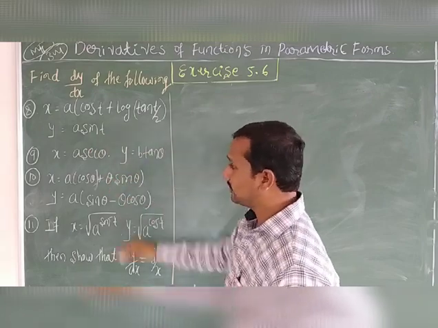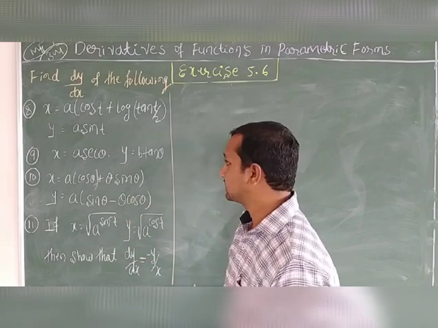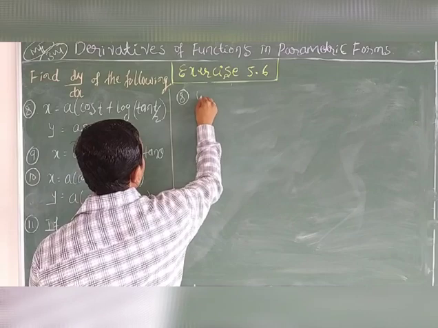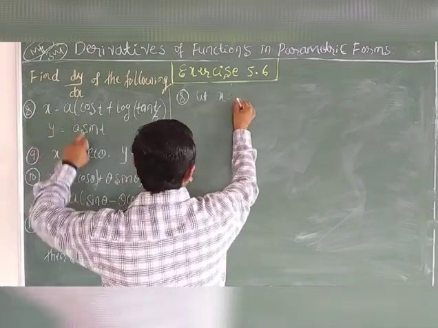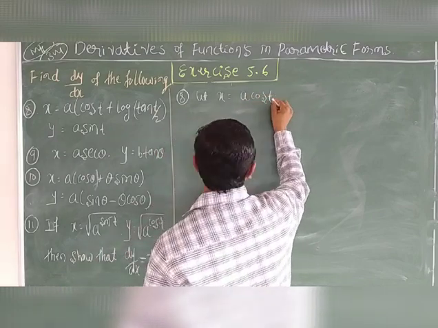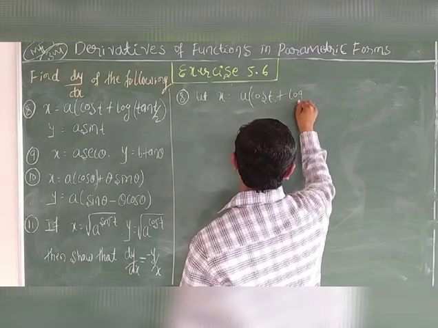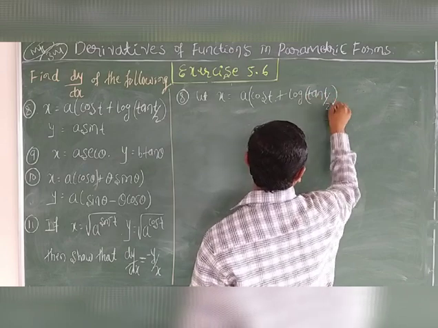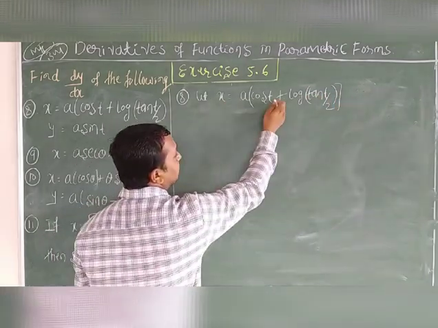So first of all, we solve one by one. These are easy examples. So the eighth one I can solve. Let x be equal to a cos t plus log tan t by 2. Log of tan t by 2, it is. So here we need dx by dt.